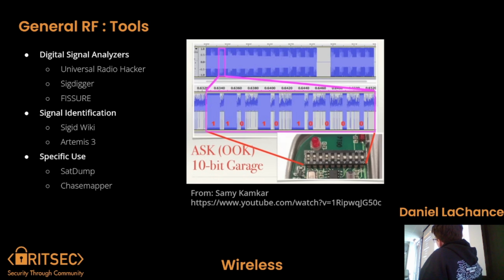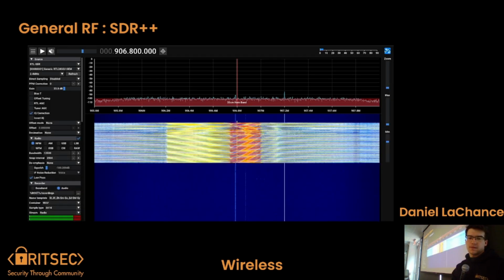So then there's also signal identification. If, on a Sunday afternoon, you just sat down and you're scrolling through all of the channels on your SDR, on your favorite frequency analyzer, SDR++, and you go on to a frequency that is clearly transmitting a signal, but you don't know what it is, you could go on to SIGWiki. Then for specific uses, there's SatDump and Chase Mapper. Yeah, I already talked about that. Don't gotta go into it.